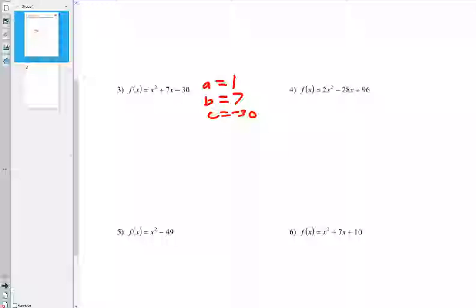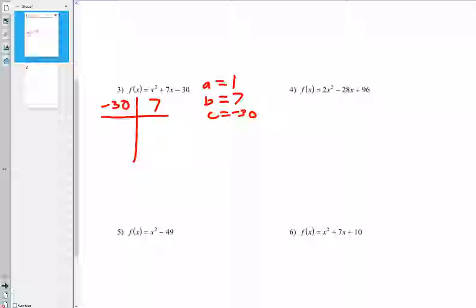A times C is negative 30. B is 7. So now I'm looking for two numbers that multiply to give me negative 30 and add up to 7. I can do it in my head. I know it's going to be positive 10 and negative 3. I don't need any special help, but not all of you do. Not all of you can do that in your head. So at least using this method gives you a guide if you're stuck.